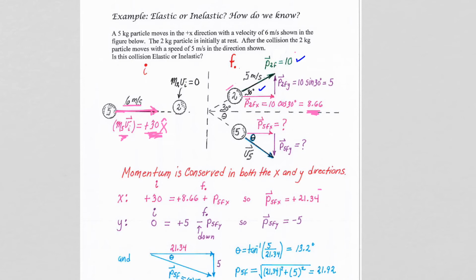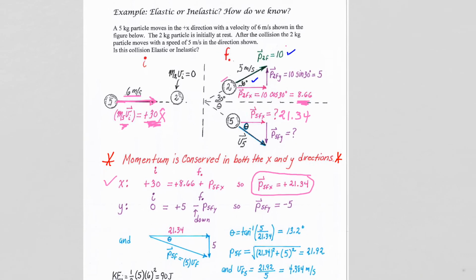so that means we know, I have the calculation shown down here, that the 5 kilogram mass has to have 21.34 momentum units, or kilograms meters per second. And now we do the same thing in the y direction. And yes, if momentum is conserved, please get this into your notes, if momentum is conserved, it is conserved in both the x and y directions.